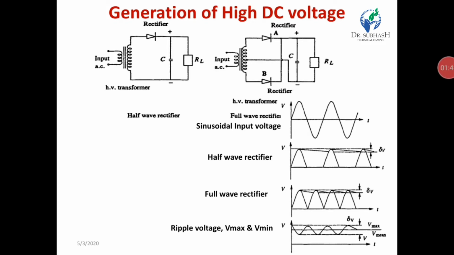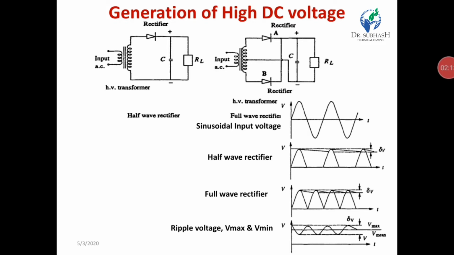Now in a half wave rectifier we can see one diode, input transformer, one capacitor and RL, which means load resistance. The working of a half wave rectifier is very simple. Input given is an AC wave. We know that in a sinusoidal waveform in one cycle there are two half cycles, one positive half cycle and one negative half cycle.